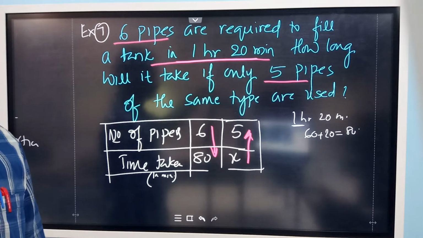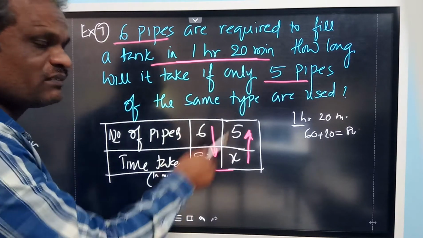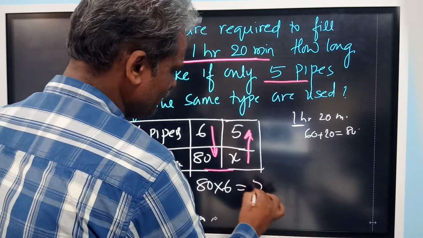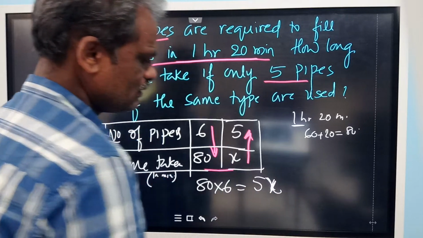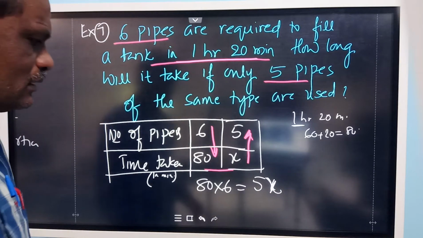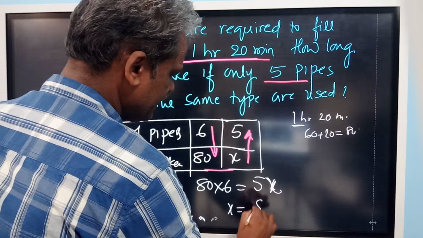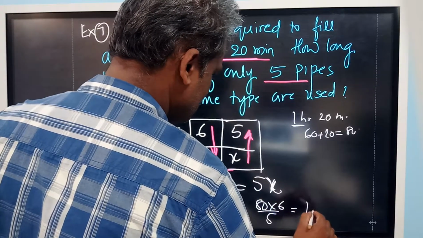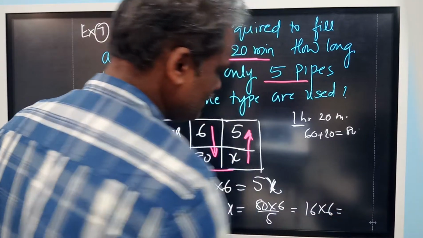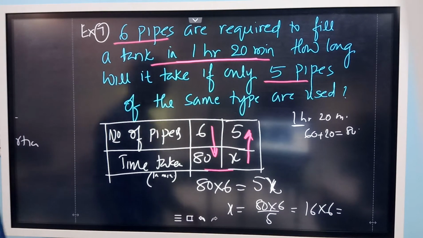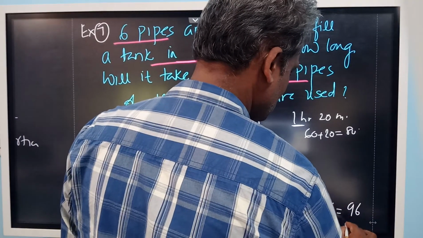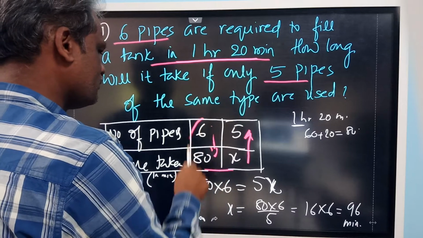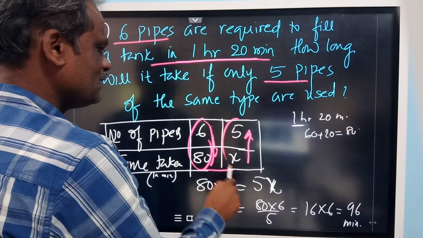Time taken, you multiply this one. The product of the two quantities is always constant. 80 into 6 must be equal to 5 into x. 5x. The product is always constant. So therefore, x is equal to 80 into 6 divided by 5. So simplify, 5 ones are 5, 5 sixes are 30, 16 into 6 gives you 96. So 96 minutes, because the product is always the same.